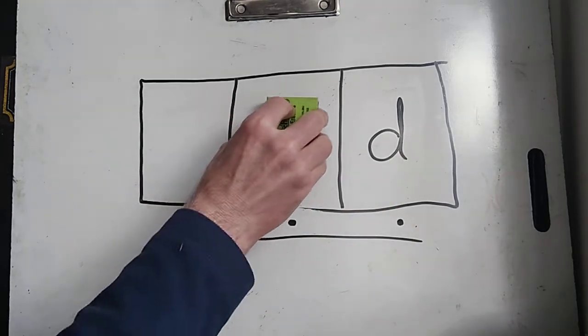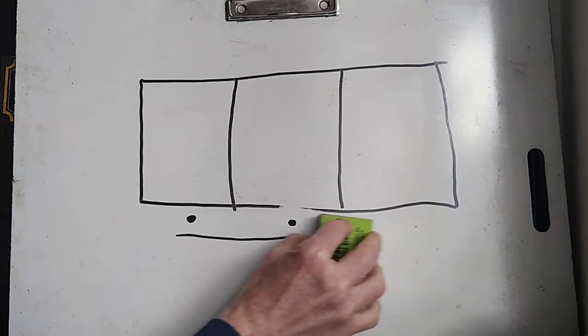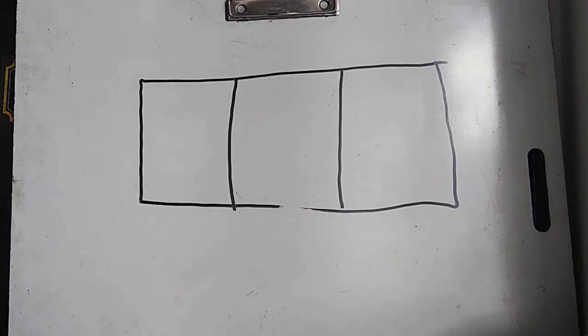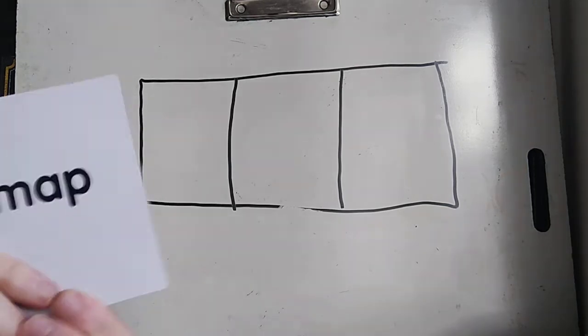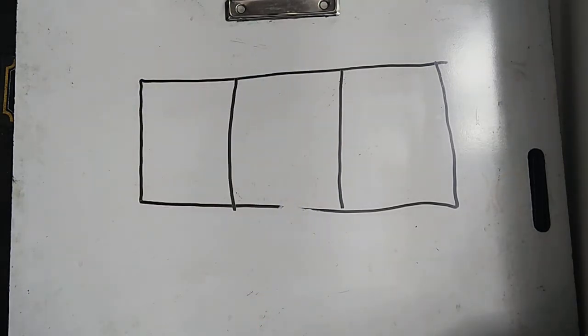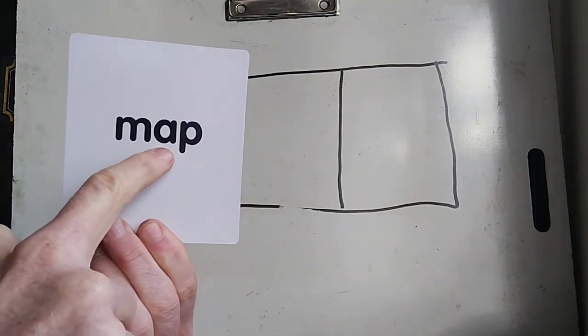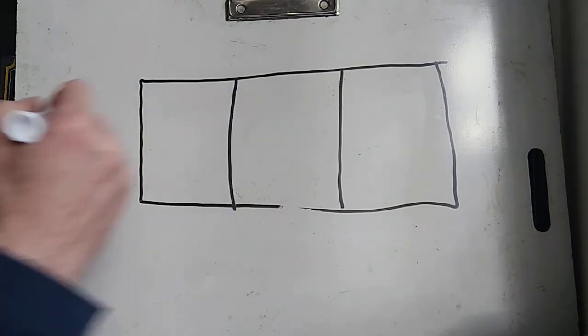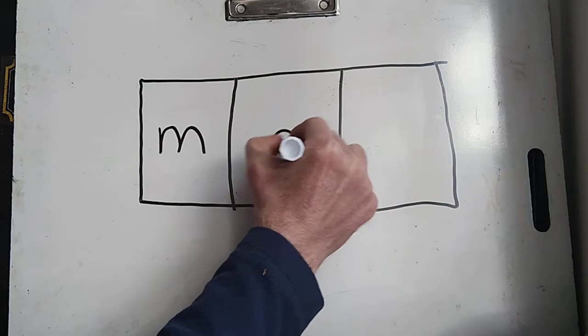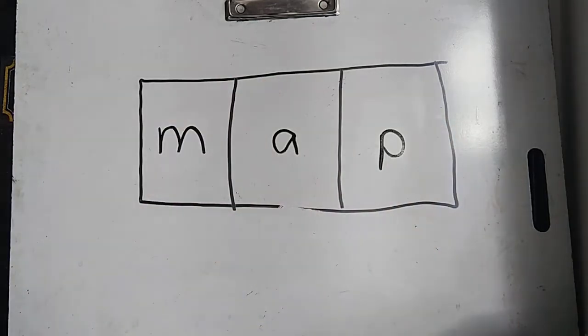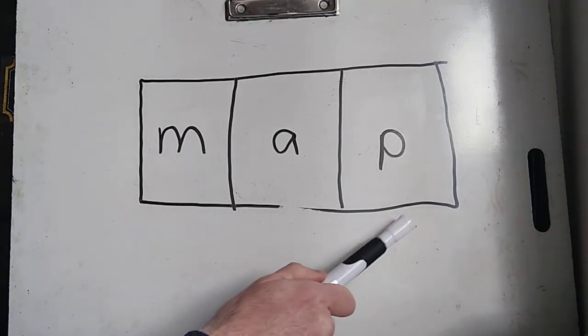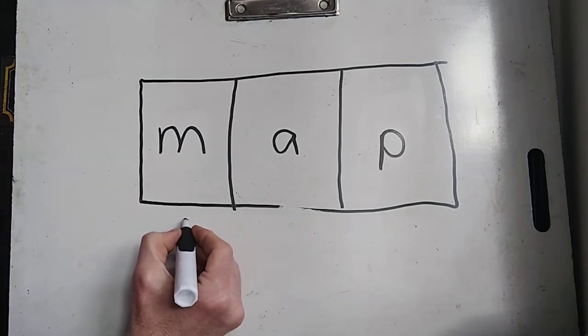Now we're going to do another word. We're going to do the same thing with another word. Okay? Our next word is this one right here. Okay, what letters do we see? M, A, P. All right, I'm going to write that in our boxes here. M, A, P. Okay, now when we are blending a word, first we need to say all of our sounds. M, A, P. Okay, good. So we have them all down.